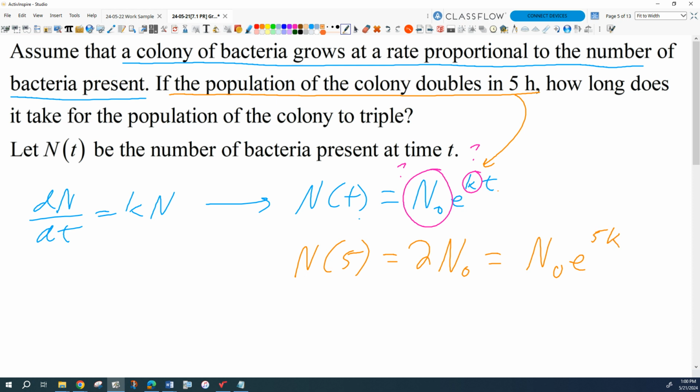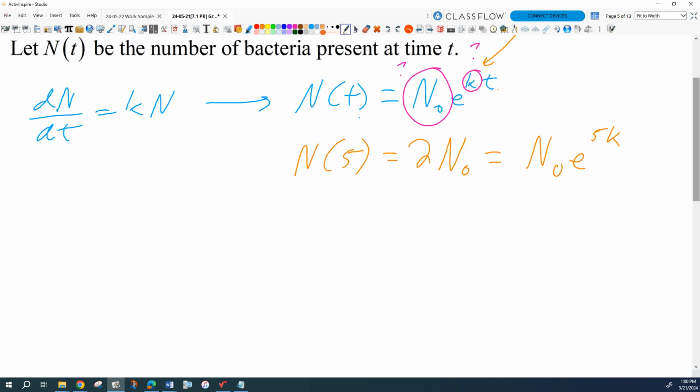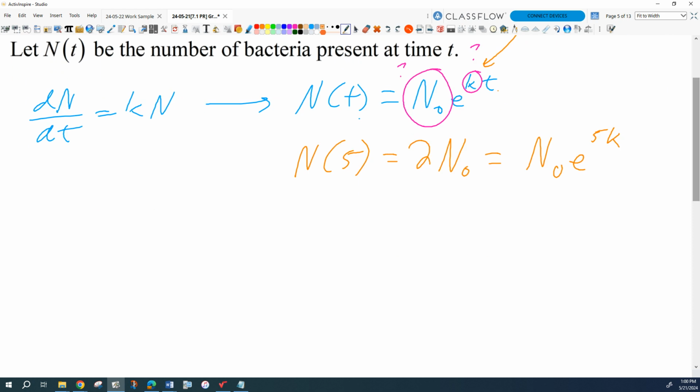Everybody agree? Okay, look at this equation right here. What do you notice about it? What can I do right away to make it simpler? Why did we lose the 2? Because for N of 5, there are two things. Let me write it in two ways. Let's do this.